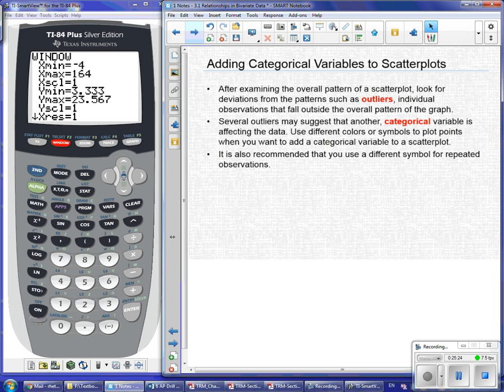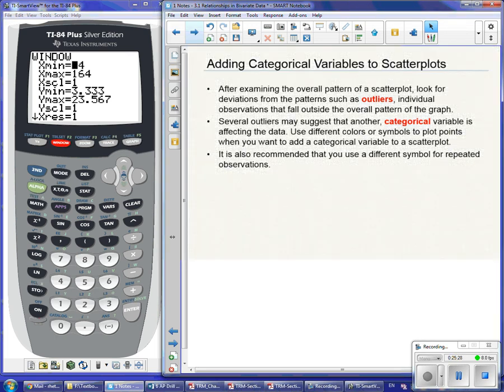The other thing that we can do is add categorical variables to scatter plots very easily, in fact. After examining the overall pattern of a scatter plot, we always want to look for deviations from the pattern, like outliers. There is no specific rule when we're dealing with scatter plots and outliers. If you remember when we were dealing with one variable data, we could use the 1.5 times the interquartile range rule to identify an outlier for sure. With scatter plots, we do not have a rule like that. So an outlier is just something that is very subjective.